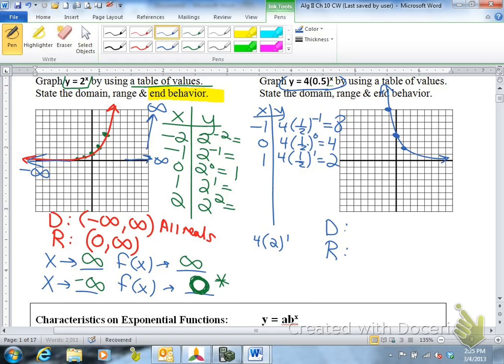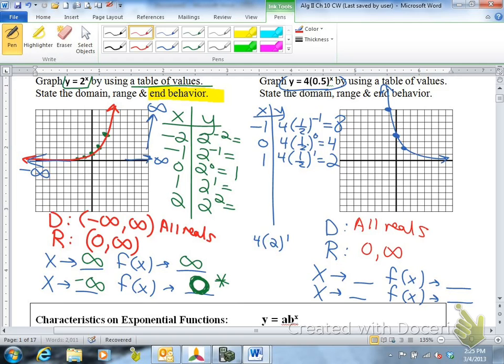And see if you could state the domain, range, and the end behavior. So the domain would be all reals. The range would be 0 to infinity. Again, with the parenthesis at 0, since you never touch 0, it's an asymptote. You approach 0, but you don't touch 0. And the end behavior, as x goes to infinity, that's this way, the function doesn't go up and the function doesn't go down. It's gradually getting closer and closer to 0. And as x goes to negative infinity, the function, let's see, negative infinity is this way. The function goes up to positive infinity.